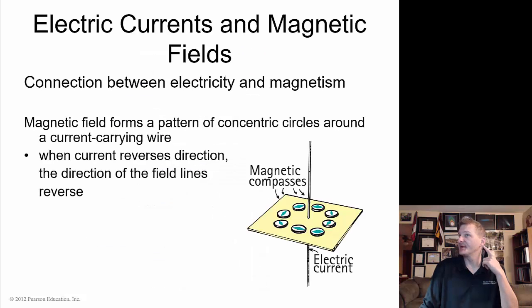And so electrical currents and magnetic fields are related and connected. A magnetic field forms a pattern of concentric circles around a current-carrying wire. And there's something here you might want to look up on Google called the right-hand rule, about how they interact. If I hold my thumb like this on my right hand, the field lines are going to curve around counterclockwise to that. Now, when the current reverses direction, the direction of the field lines reverses, and we'll get the opposite of that.